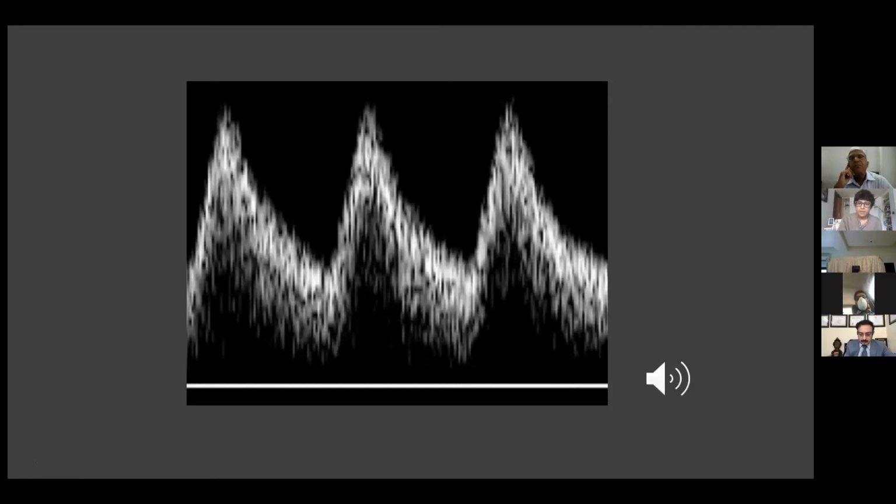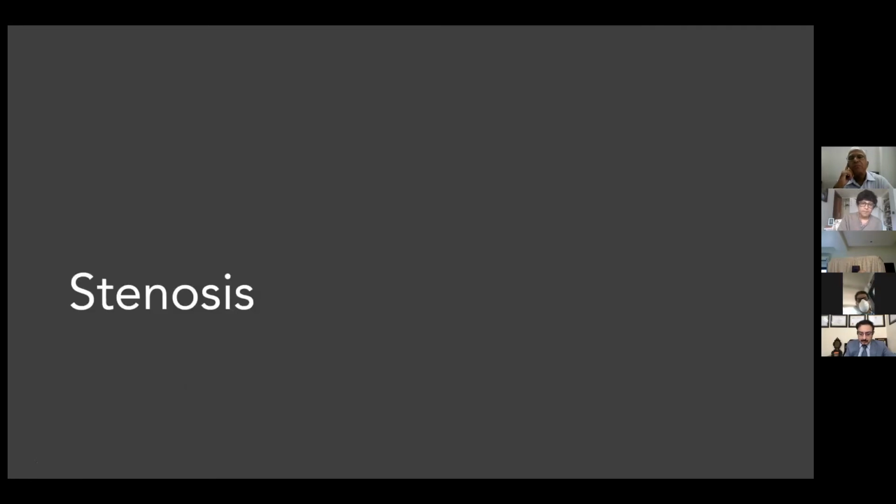So I hope that is clear. And now I shall explain to you what happens in the peripheral arteries when blood encounters an area of stenosis. This is fundamentally what happens.